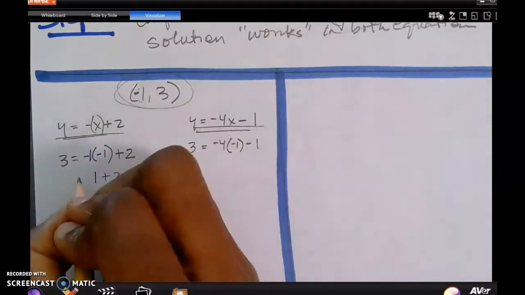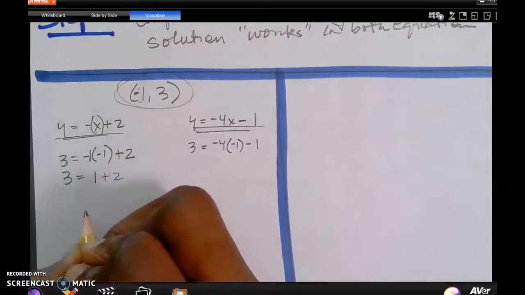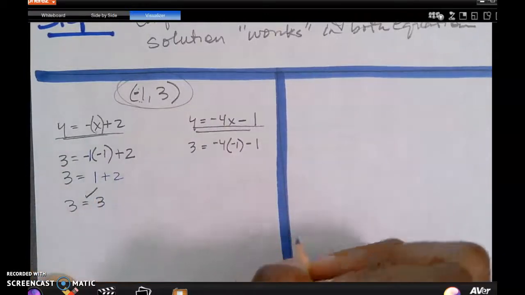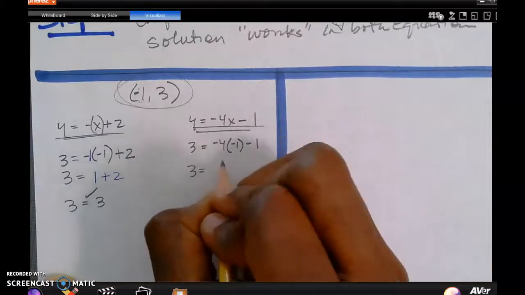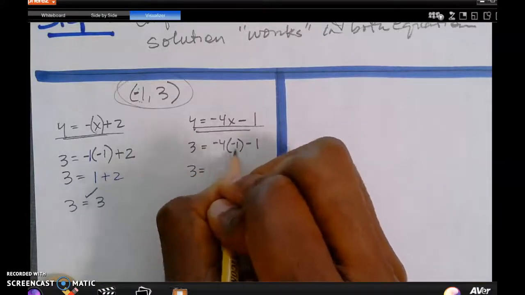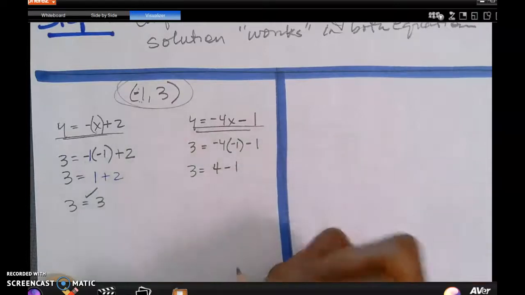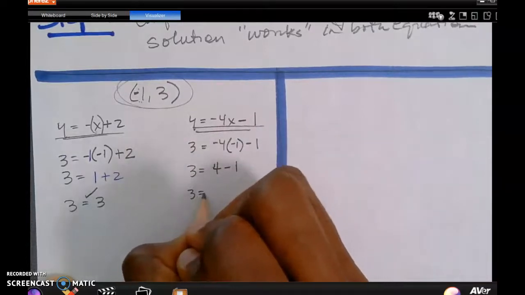Sorry, I'm switching around like this. All right, so 3 is equal to 3. Is that true? So far, so good. Now, let's look here. 3 is equal to negative 4 times negative 1 is positive 4 minus 1. So 3 is equal to 3.